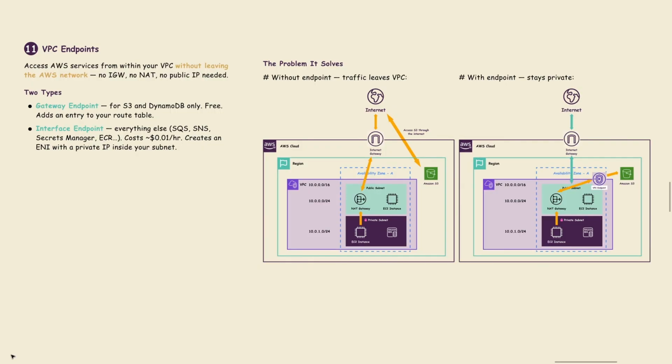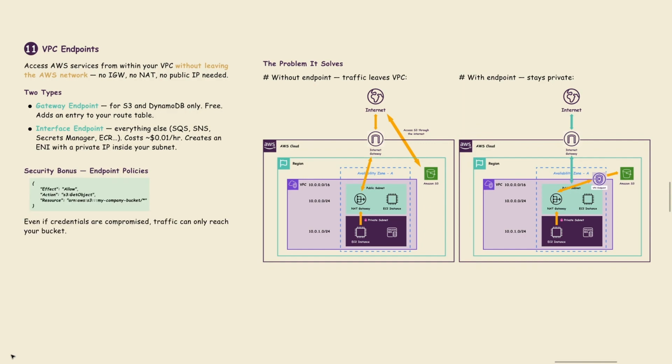Now we introduce a VPC endpoint. The EC2 instance sends traffic directly to the endpoint inside the VPC. Traffic flows EC2 to VPC endpoint to Amazon S3. No internet traversal. The communication remains entirely inside AWS's private backbone network. More secure, more efficient, often lower cost.